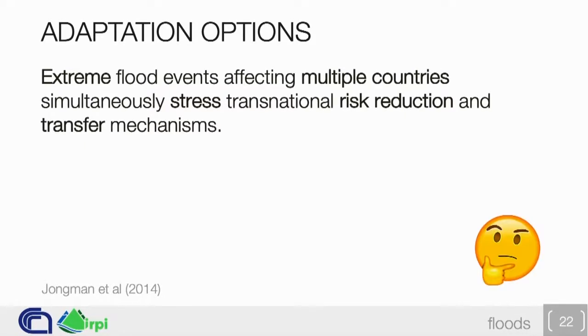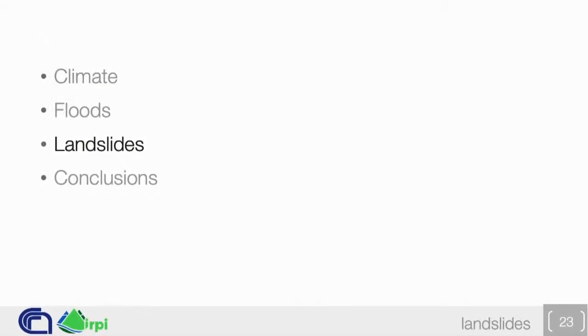And flood vulnerability, of course, can be reduced through a number of schemes, particularly adaptation and insurance schemes. However, extreme floods affecting simultaneously or nearly simultaneously multiple countries can stress the existing economic risk reduction and transfer mechanisms, mostly through reinsurance. And I think we need better information on correlated losses to develop insurance schemes that can cope with these extreme events.